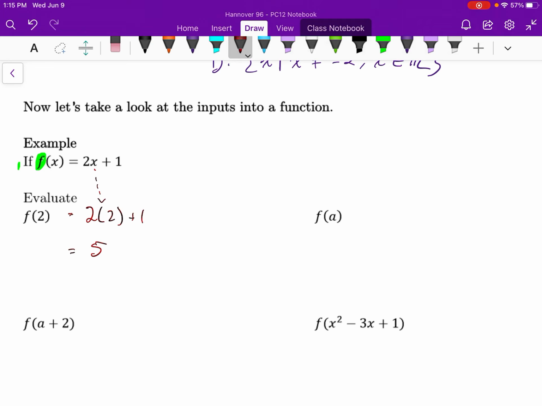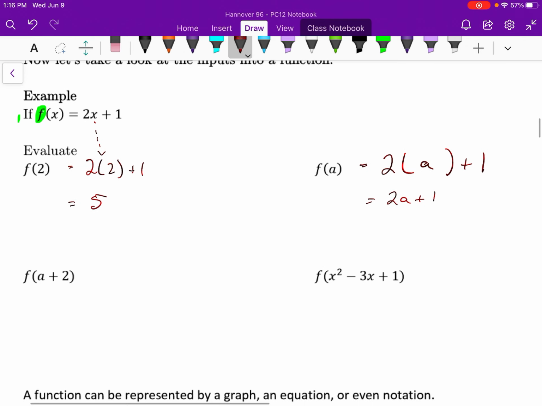Well, what is f of a? Well, my set of instructions said I have to take 2 times my input plus 1. And here my input was a. So f of a is 2a plus 1. Fair enough.